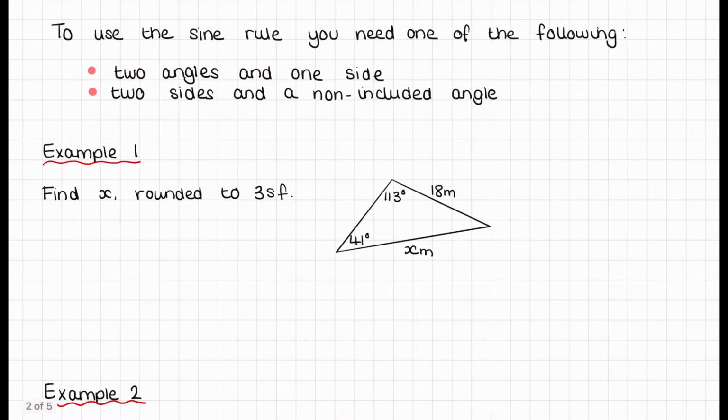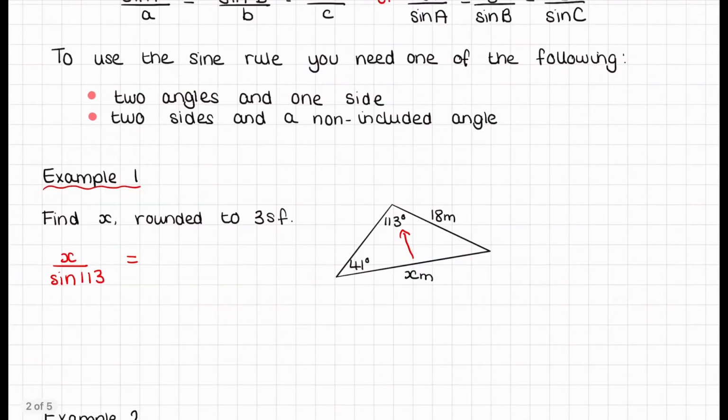This first one, we want to find x rounded to 3 significant figures. Our x is a side, and because I'm trying to find a side, I'm going to put that on the top. So we'll have x on sine. Now the angle is the angle opposite the side. Opposite x is 113, so it's sine 113. That will equal the other side, which is 18, divided by the angle opposite the 18, which is 41. So sine of 41.